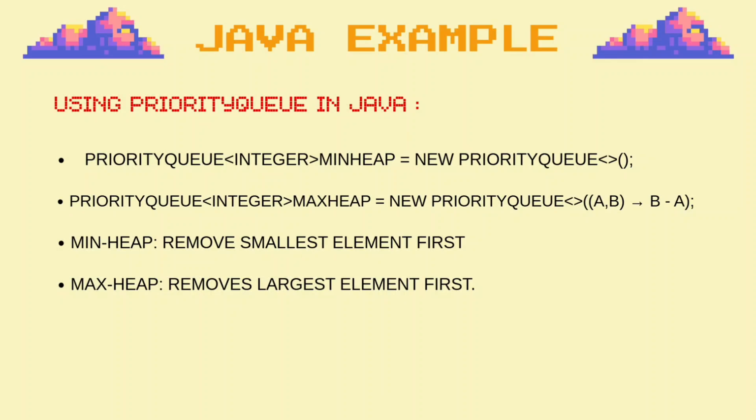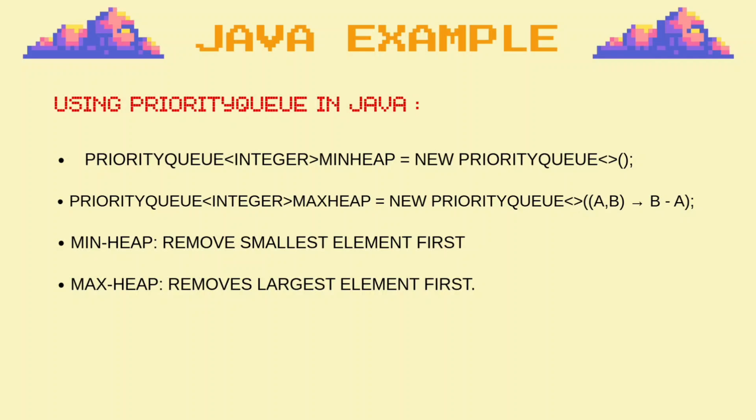Java example. Min heap. In Java, we can implement heaps using the PriorityQueue class. By default, it creates a min heap. For example, if we add 50, 20, and 40, the smallest element will always come out first when we poll the queue.